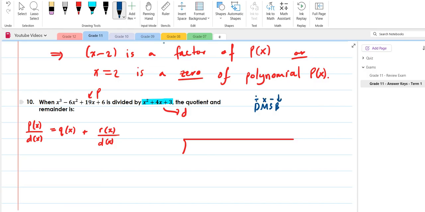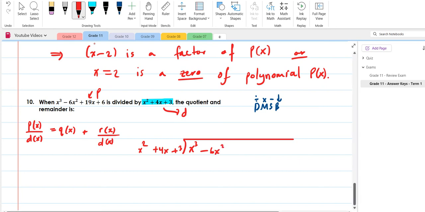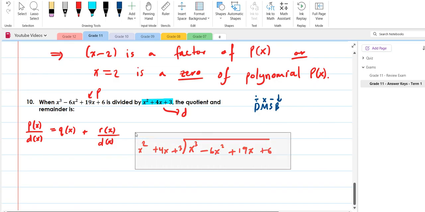Now let's apply this. Remember, x squared plus 4x plus 3 goes on the outside. The polynomial goes on the inside in that order. So x cubed first, then minus 6x squared. Just say if there was no x squared term, then you'd put plus 0x squared. Now since there is an x squared term, we put minus 6x squared plus 19x plus 6. Now that our division is set up, we can divide.